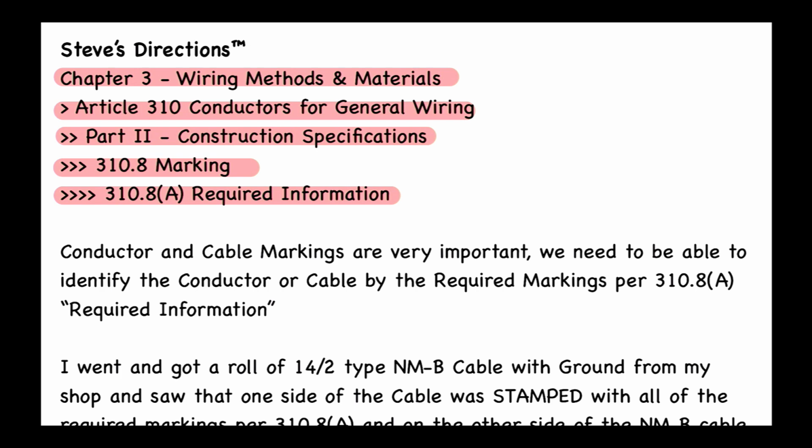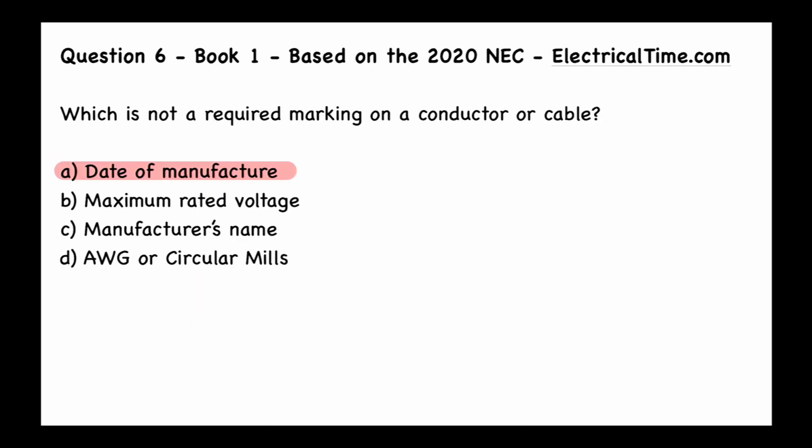And again, if we look at our available answers, we can see that the date of manufacture is not there. Now, there's going to be another set of rules that might require the date of manufacture. If you take a piece of NM cable, which we call Romex, and that's a brand name, you're going to see on one side all the required markings for the NEC. And on the other side, you're going to see most likely the date of manufacture. And that's because there are other rules that the wire manufacturers have to follow.